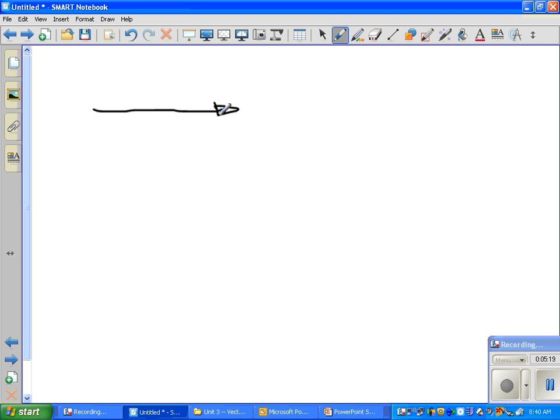Okay, there I know that my velocity is to the right. If I were traveling more slowly, I would draw it like this. If I were traveling more rapidly, I would draw it like this. If I were traveling in a different direction, I would draw it like that. Okay, that's how we represent vectors. Pretty straightforward.